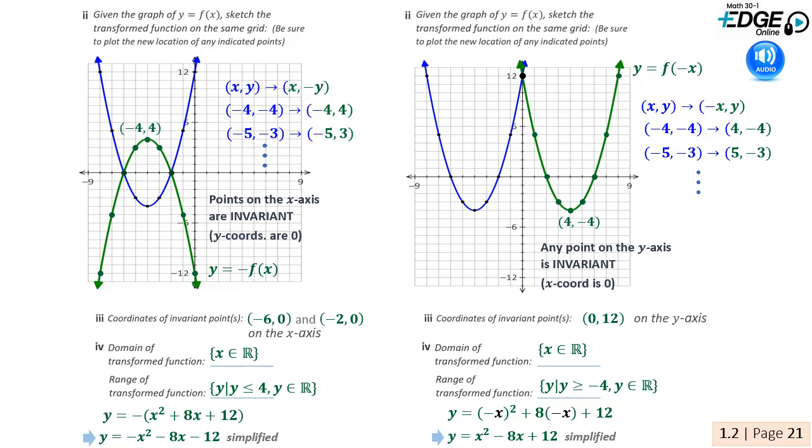Again, the domain of the transformed function, because it's still a parabola, will be all real numbers. This means there's been no change to the domain after the transformation. Also, because our transformation was a horizontal one, which is to say the horizontal reflection in the y-axis, we haven't changed the range from the original graph. So where it originally was all values of y greater than or equal to negative 4, it is still that same range.